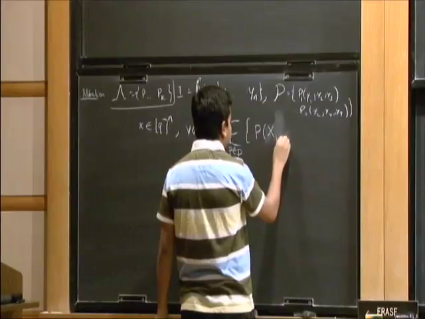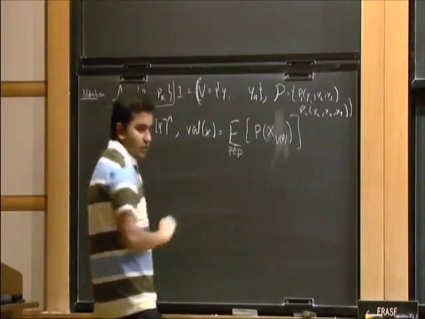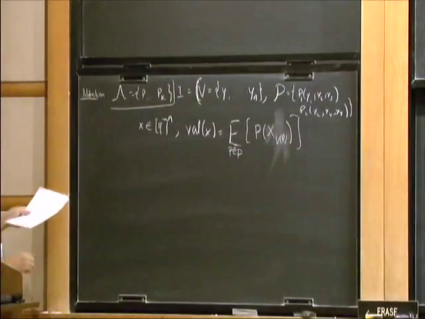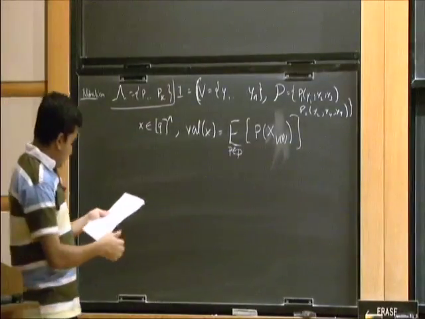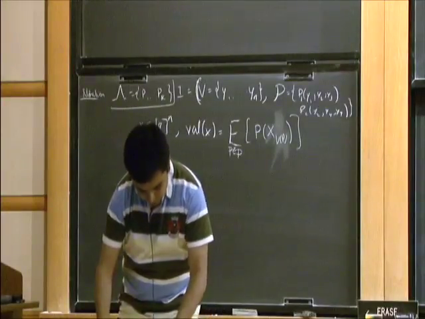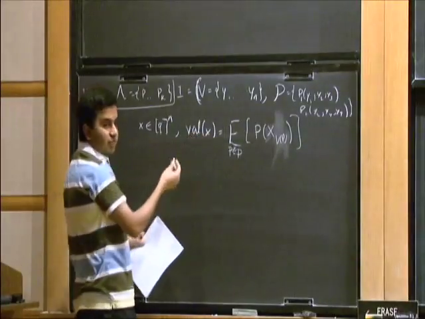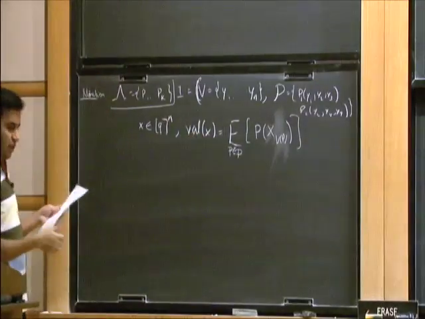So x restricted to v of p, where v of p is the variables of the predicate. Okay, so now the question is, we are given an instance and we want to find an assignment with maximum value, or the minimum value.